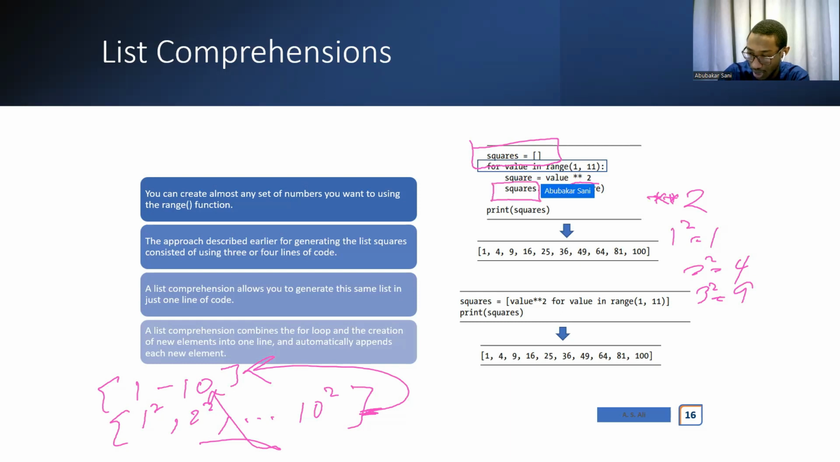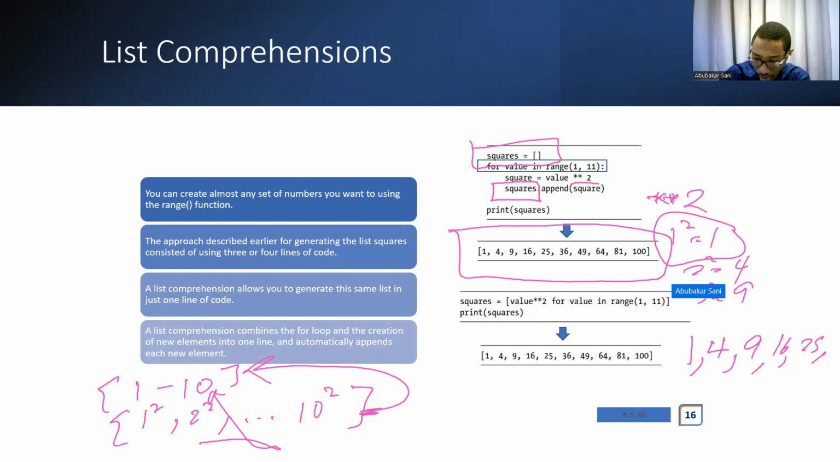So in the first iteration, we will do 1 squared and we will add it to this empty list. So now squares is going to have only one. Then the second iteration will have 2 squared, which we will add to the list also. So there will be 1 comma 4. The next one will be 9. Then we have 16, 25, and so on. All right, so you can see it's printed out here for you up to 10 squared.